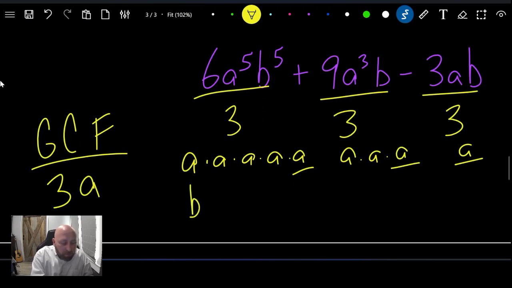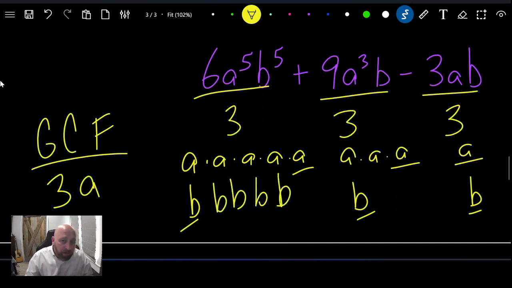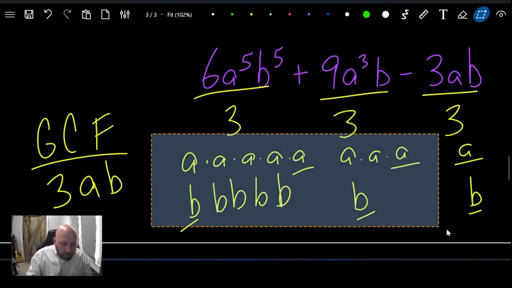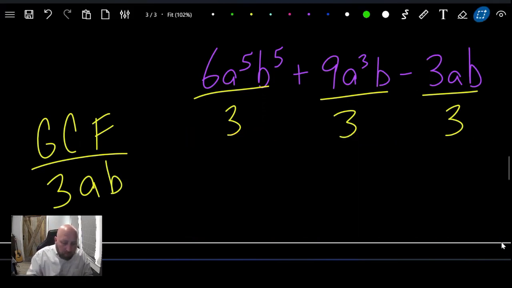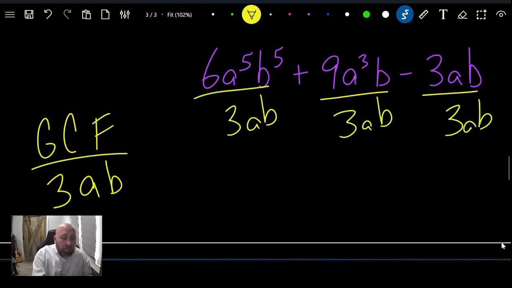So again, I'm not going to write them out, but there's 5 B's, there's 1 B there, and there's 1 B there. So look, we have 1 common B. And yes, there's 5 of them here, but only one of them counts because we only have 1 up here, and we only have 1 up here. So 3AB. All right, let's get rid of all this stuff down here. And so let's divide by our 3AB. 3AB here, 3AB here, and 3AB over here. So just go through it and divide it out, and we'll write our answer over here.